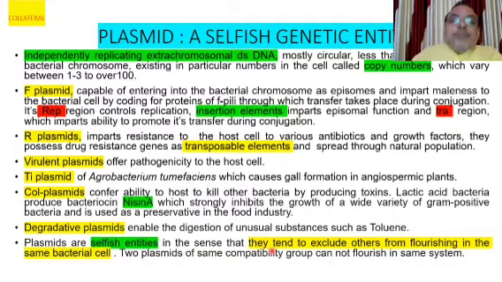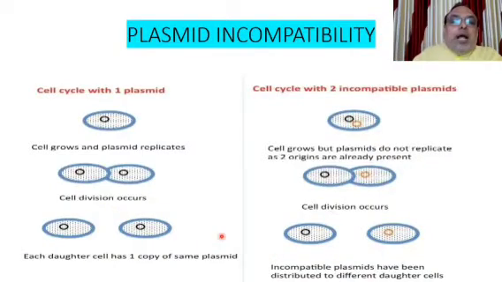So let us decipher this paradox, how they are compatible as well as incompatible. Here we have two instances: a cell cycle with one plasmid, and a cell cycle with two plasmids. Here there is only one plasmid. This plasmid replicates itself, and two copies are formed while the cell is dividing, and one plasmid each is distributed to each of the two daughter cells. But here in cell cycle 2, there are two plasmids.